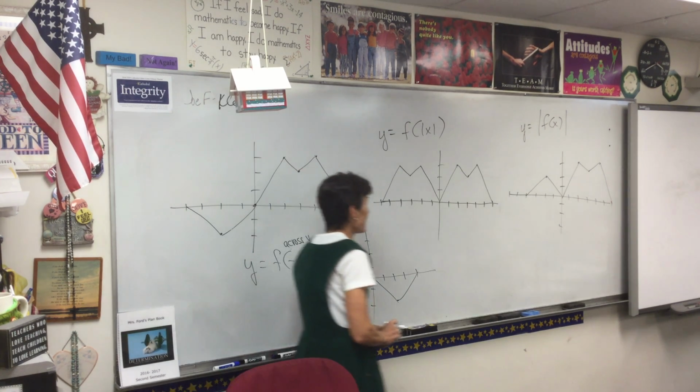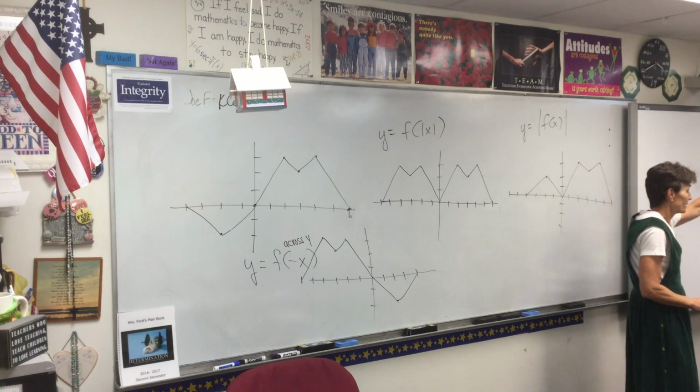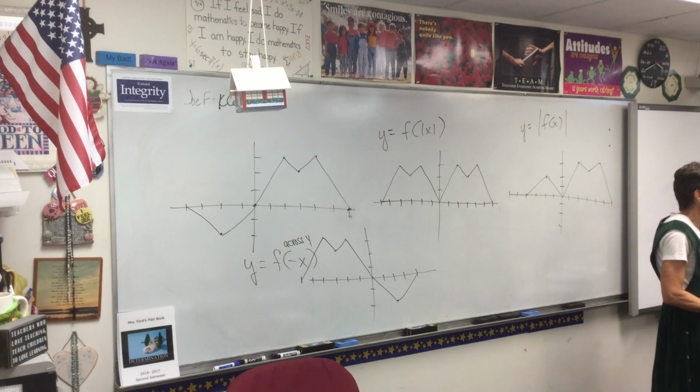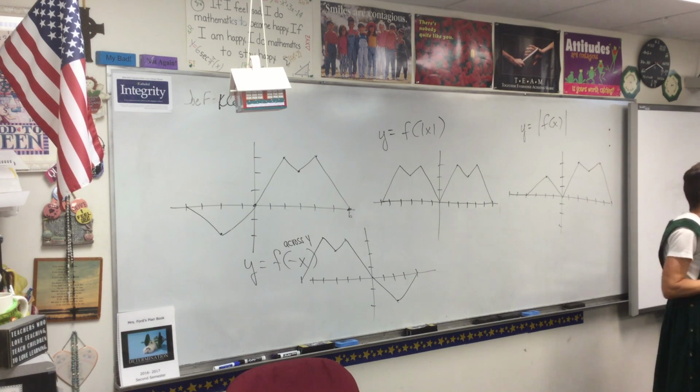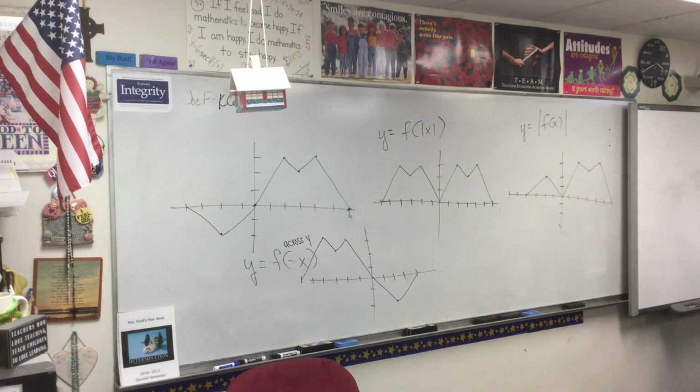So if we have absolute value of the whole thing, it's bottoms up. If we have absolute value of just X, it's draw the right side, and then flip it over to the left.